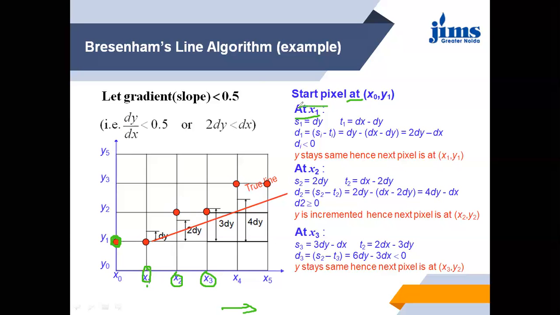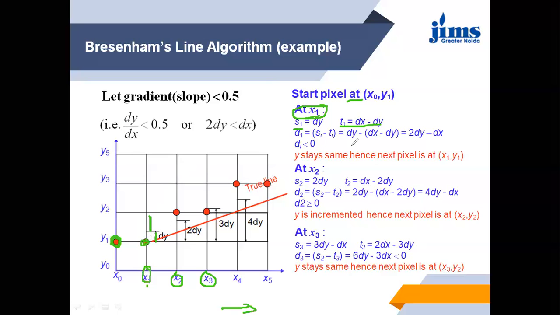At point x1, s1 is equal to dy. S1 is equal to dy means this distance, and t1 equals dx minus dy means this distance. So if this is less than 0, then we have to draw this pixel.